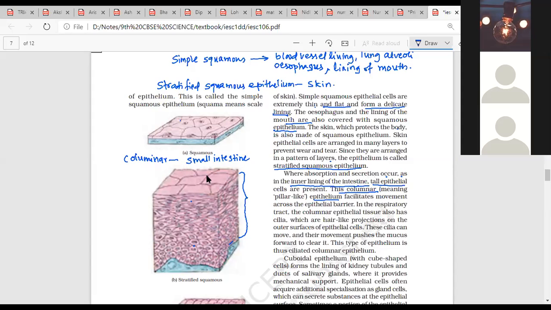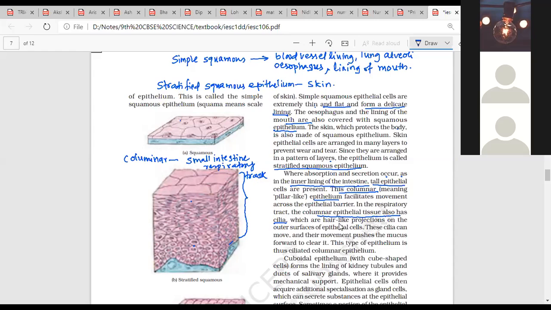Columnar epithelial tissues are present in the inner wall of the small intestine, and even in the respiratory tract. In the respiratory tract, the columnar epithelial tissue also has cilia, so that movement is easily possible.